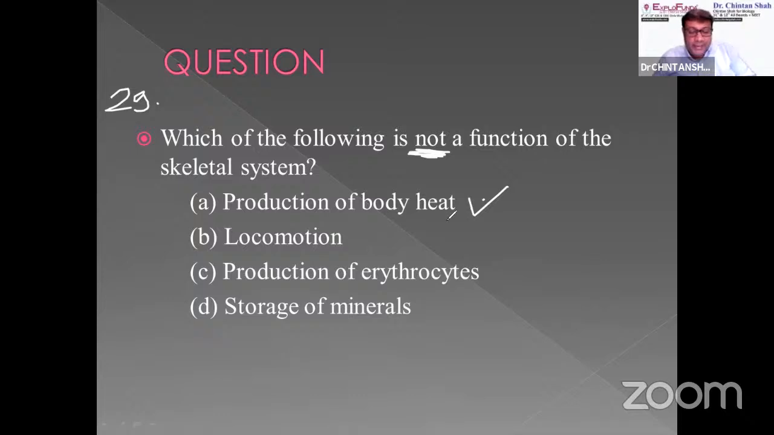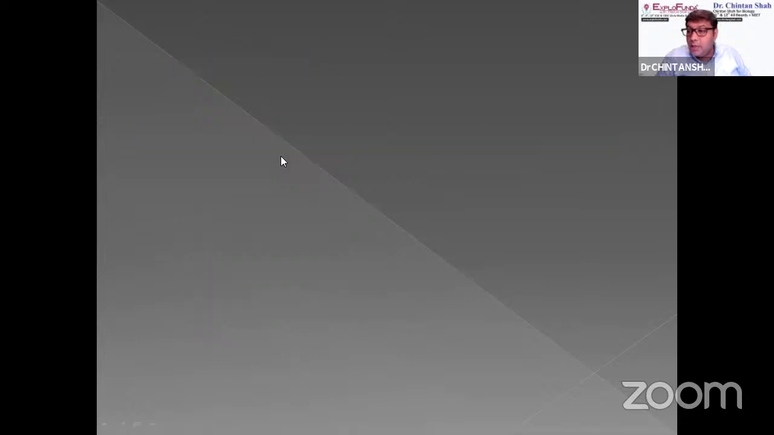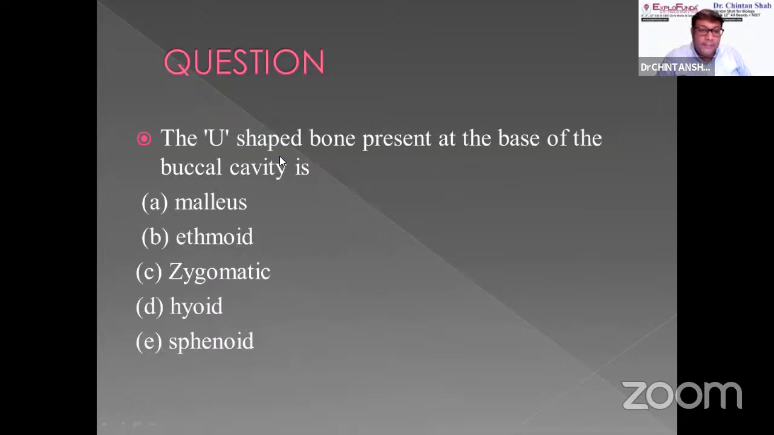Okay, 29th. Yes, the skeletal system definitely will help in locomotion. Production of erythrocytes will take place, yes, because of the megakaryocytes. Okay, and storage of minerals because of the calcium and phosphorus. Okay, and the production of body heat will be done by the liver. Okay, let's go further, and we are now on 30.